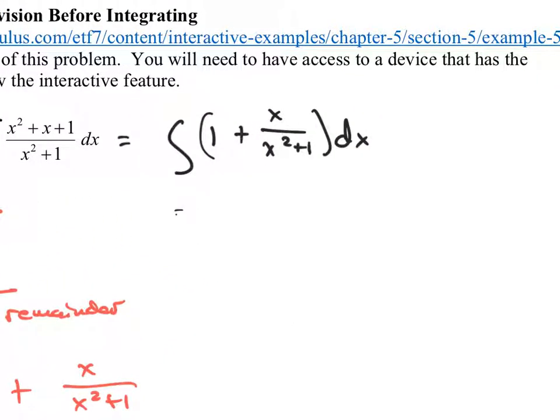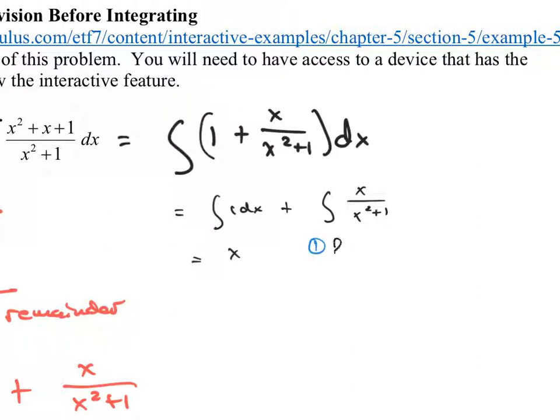We could break this into two separate integrals. We have the integral of 1 dx, which is very simple. That's just equal to x, right? Plus c, but it's equal to x. Plus, now we have the integral of x over x squared plus 1. Notice now that the degree on the bottom is 1 higher than the degree on top, so this tells me I can use my u substitution, right?